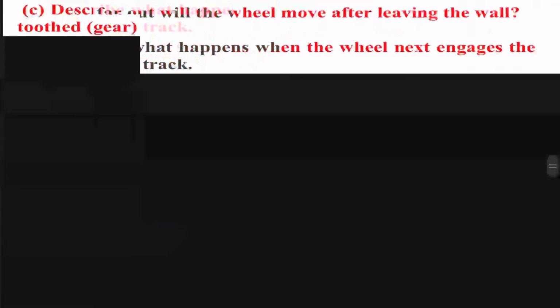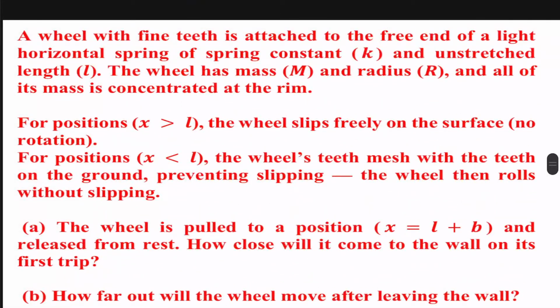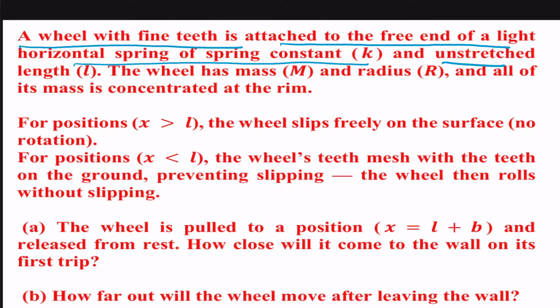Okay, so this completes the previous one. Now we come to the next question, and this question states that a wheel with fine teeth is attached to the free end of a light horizontal spring of constant K, unstretched length L. The wheel has a mass capital M and radius capital R, and all of its mass is concentrated on the rim. Okay, so that is given to us.